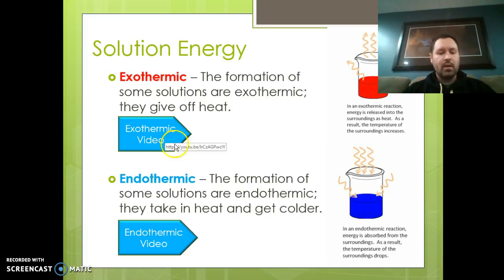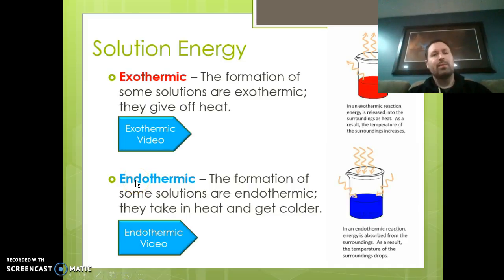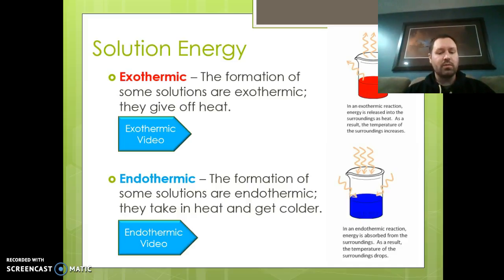Okay, we're back. So now we've got an endothermic chemical reaction. Endothermic means to take in heat. Instead of giving off heat, it actually gets colder. So the formation of some solutions are endothermic. They take in heat and they get colder.